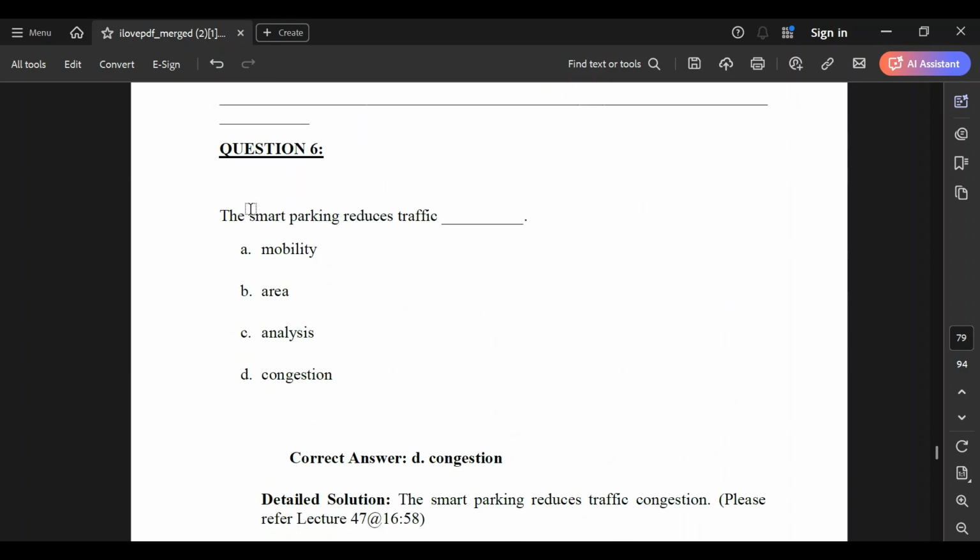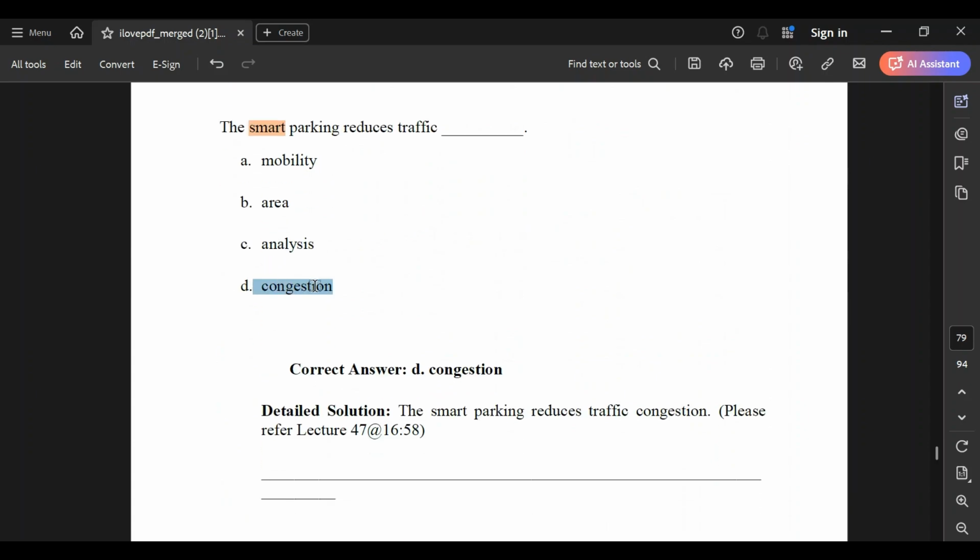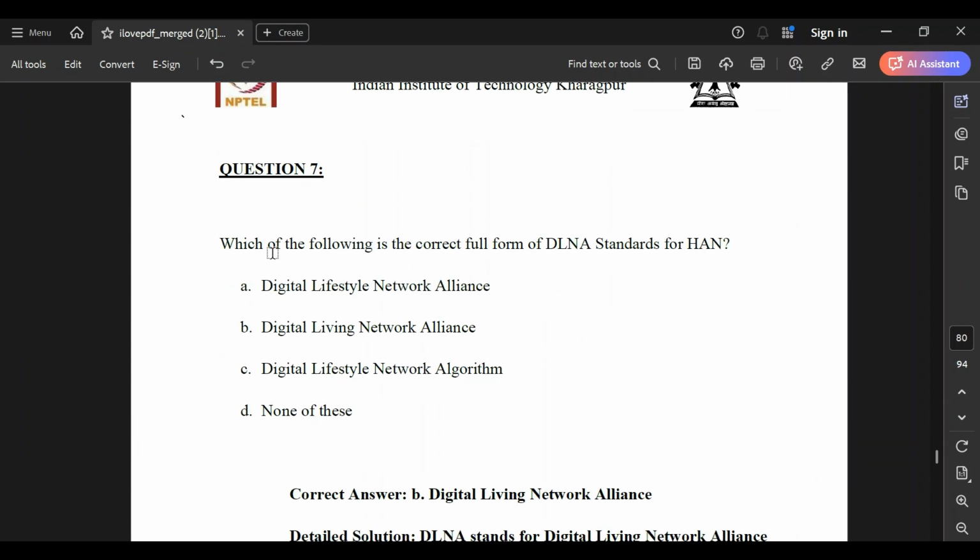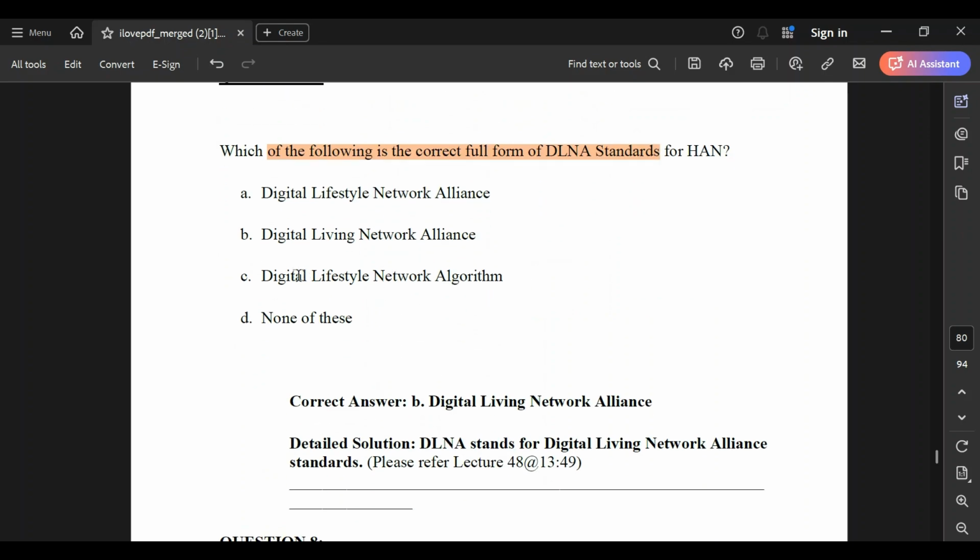And moving to the next one, smart parking reduces traffic, so it reduces the congestion. Which of the following is the correct full form of DLNA? DLNA is Digital Living Network Alliance. Option B is there.